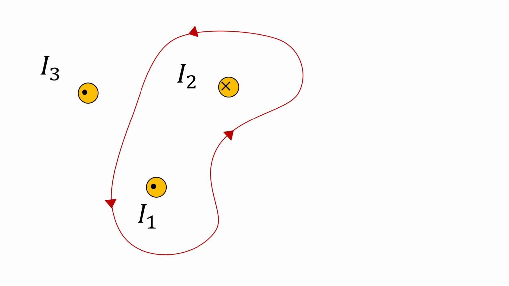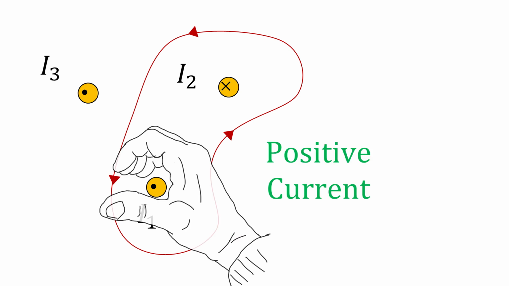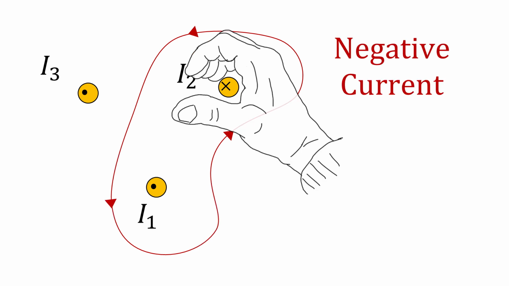To determine the sign of each current, curl the fingers of your right hand around the wire in the chosen direction of the Amperian loop. If a current passes through the loop in the same direction as your extended thumb, that current is positive. Otherwise, assign a negative sign.